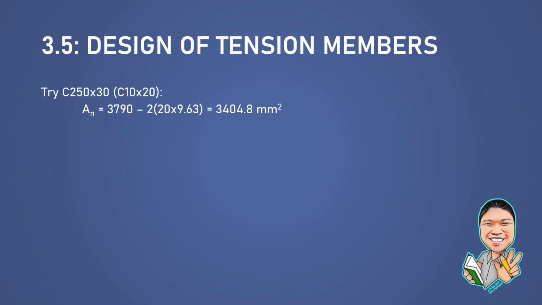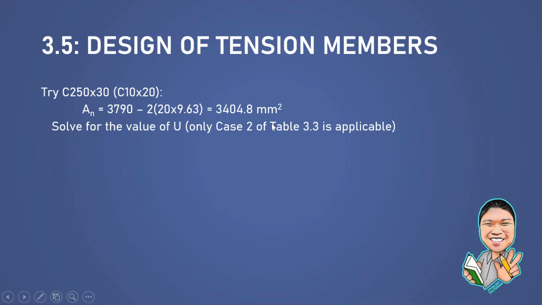So, yung net area niya, ito siya, 3,790 minus 2 times 20 times 9.63. Ito yung thickness ng web niya, di ba? 9.63. So, therefore, that is 3,404.8 millimeter square. Solve for the value of U. So, only case 2 of table 3.3 here is applicable.